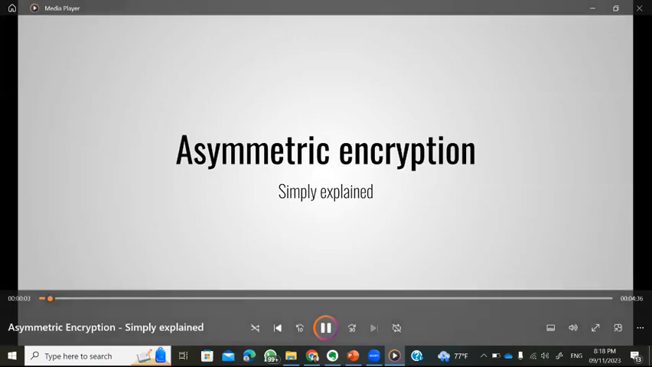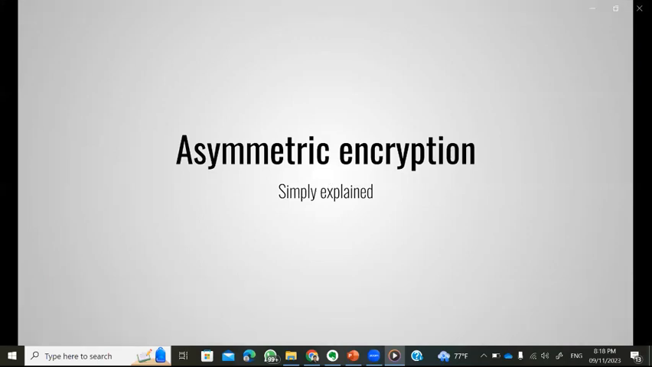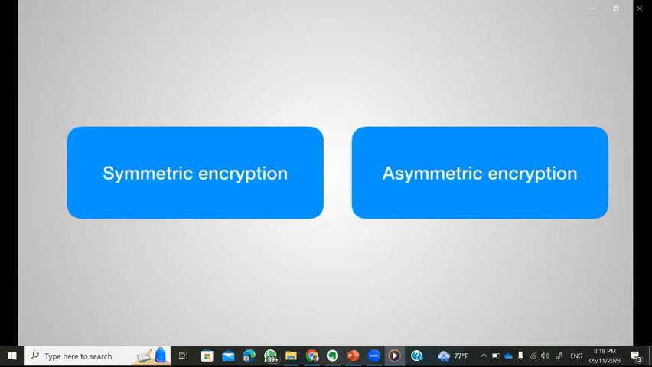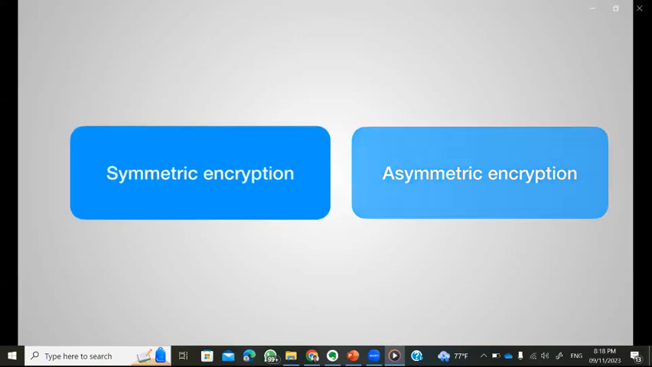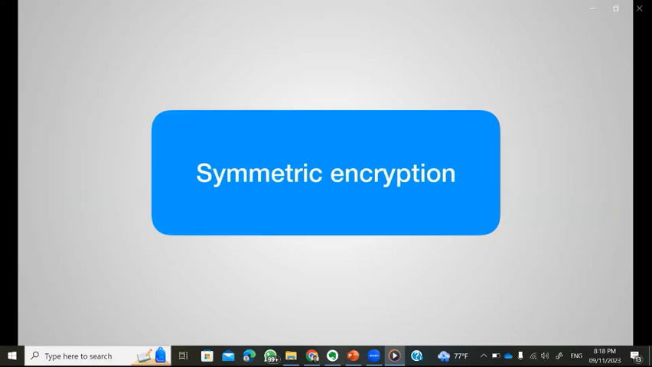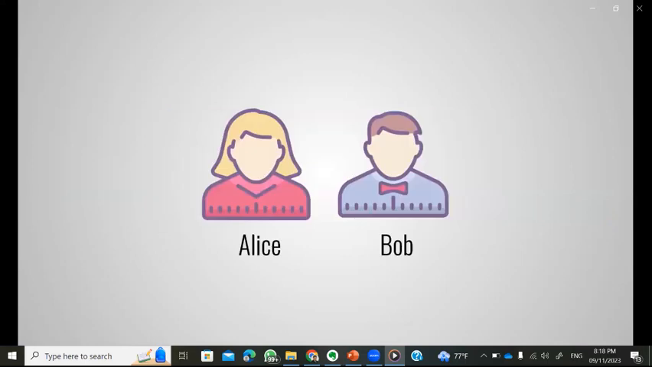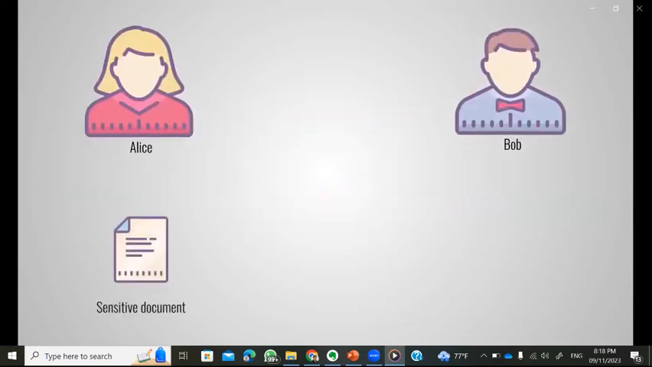Encryption is the process of taking a message and scrambling its contents so that only certain people can look at your message. There are two types of encryption, symmetric and asymmetric encryption. Let's first take a look at symmetric encryption to understand why asymmetric encryption was created. To do that, let me introduce you to Alice and Bob. Alice has a sensitive document that she wants to share with Bob. She uses an encryption program to protect her document with a password or passphrase that she chooses.